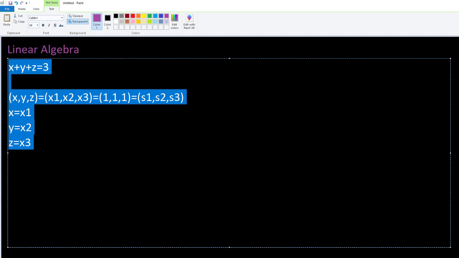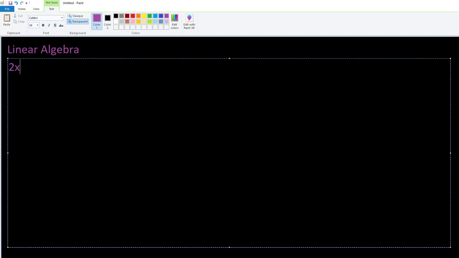And another one would be 2x plus y plus 3z equals 1. Here we're going to try to plug in x, y, z equals 0, 4, -1. We're going to plug that in. I'll give you a second to try and figure that out.